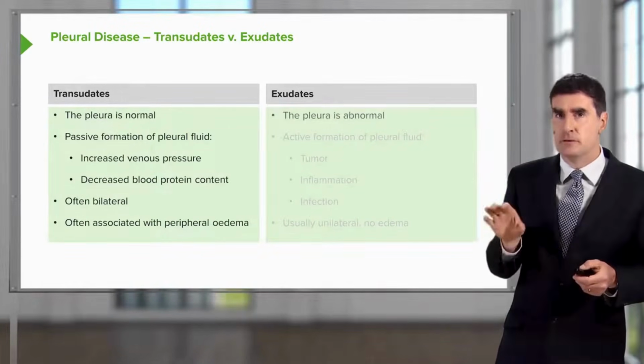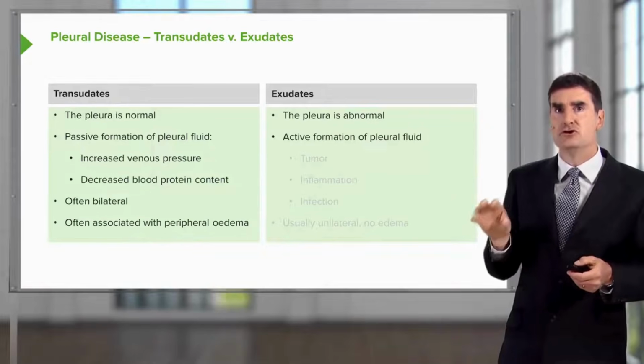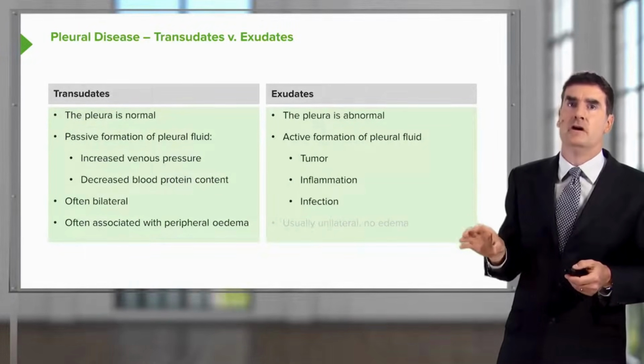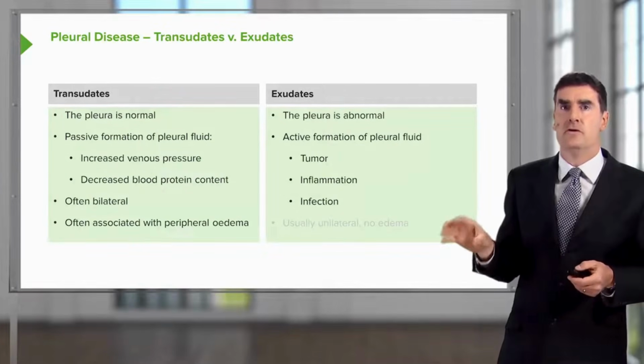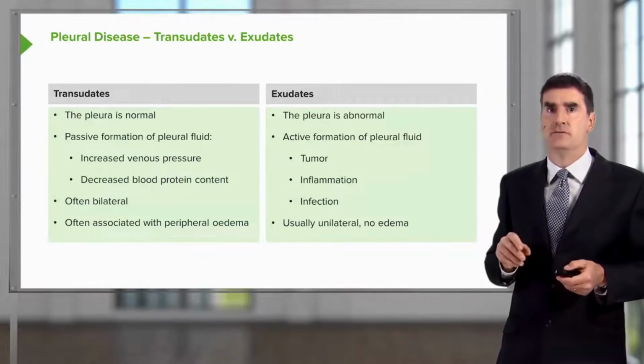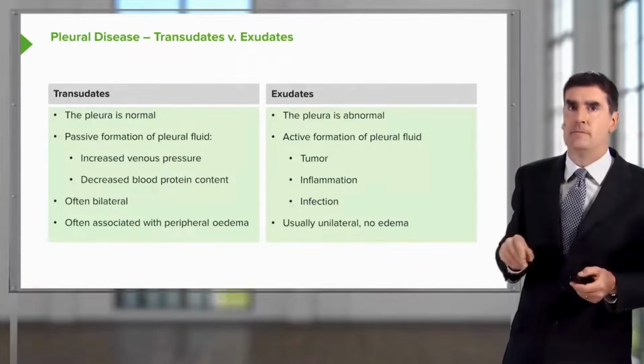Exudates, in contrast, the pleura is the abnormality. The problem is that the pleura is abnormal and driving fluid formation, and that occurs with tumor of the pleura, inflammation of the pleura, or infection. And these tend to be unilateral and won't have associated peripheral edema because this is a specific pleural abnormality.